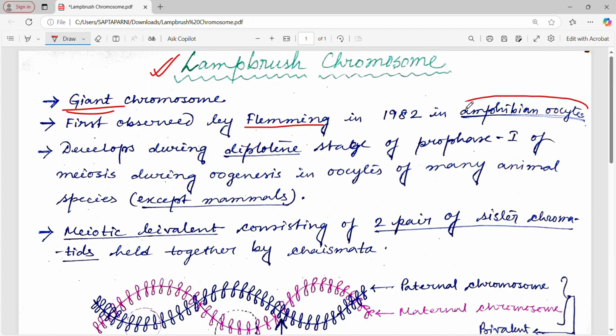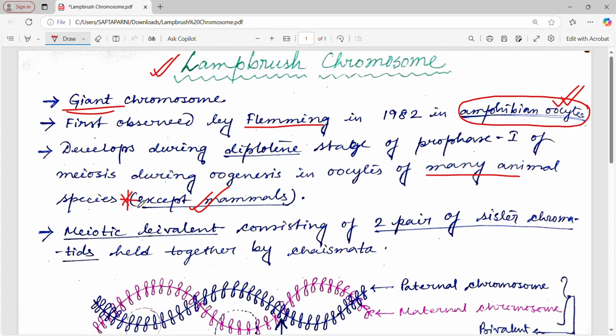So this is very important. This type of chromosome is found in oocytes, and it was first observed in amphibian oocytes. But you have to remember that not only in amphibians, they are found in many other animals' oocytes too, but except mammals. So in mammals Lampbrush chromosome is not found. You have to remember this. It is very important to remember.